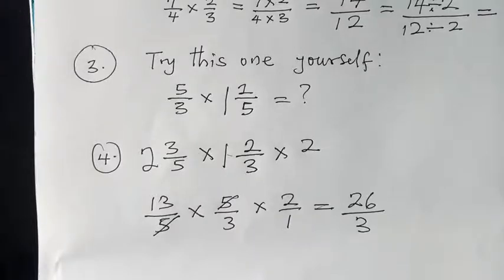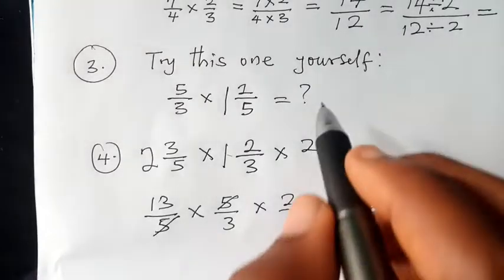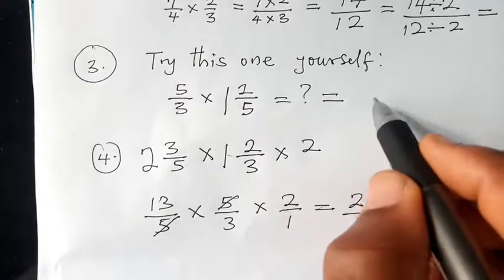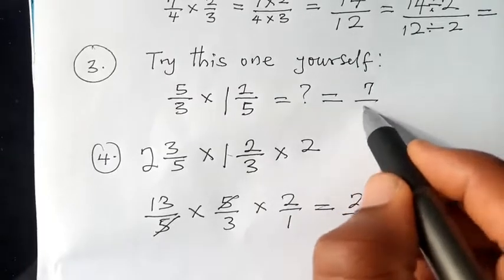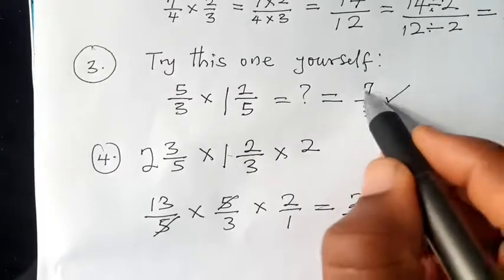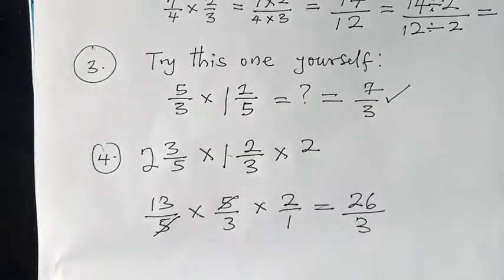You can also check my previous video. You will see a mixed number question there. Then you try yourself. So what is the answer to that number 3? I've solved it. I think the answer is 7 over 3.